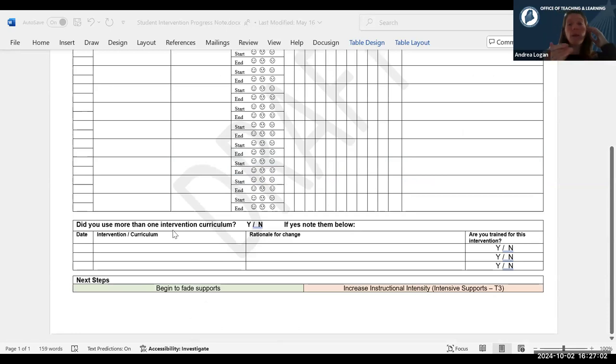Okay. So now at the bottom, there's a couple of different things for you to consider. If at any point you're going to use intervention or curriculum that was not originally planned for, you're going to indicate that. So let's say you are the interventionist and you are using a curriculum and you're noticing that it doesn't seem to be working, and you decide that you're going to make a change. You're going to mark that change on this form so that you have a record of what it was that you've been doing.